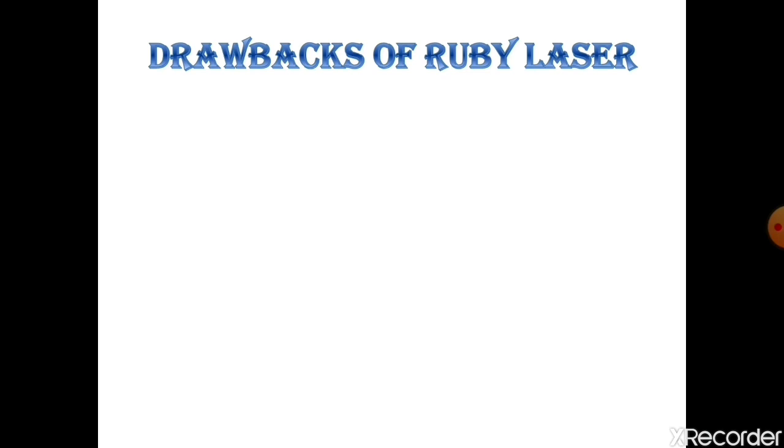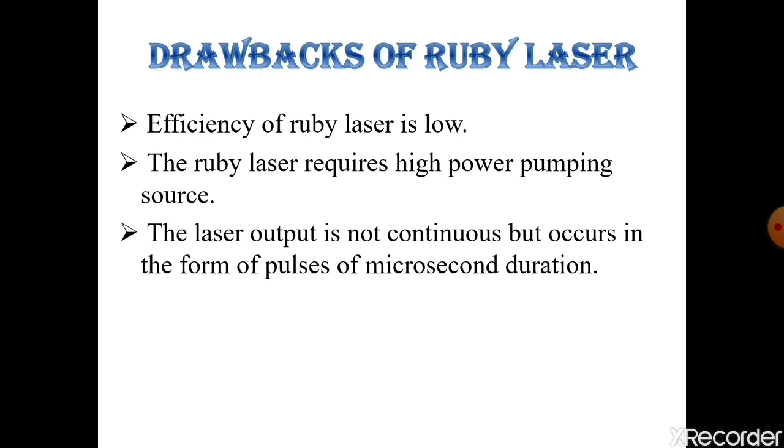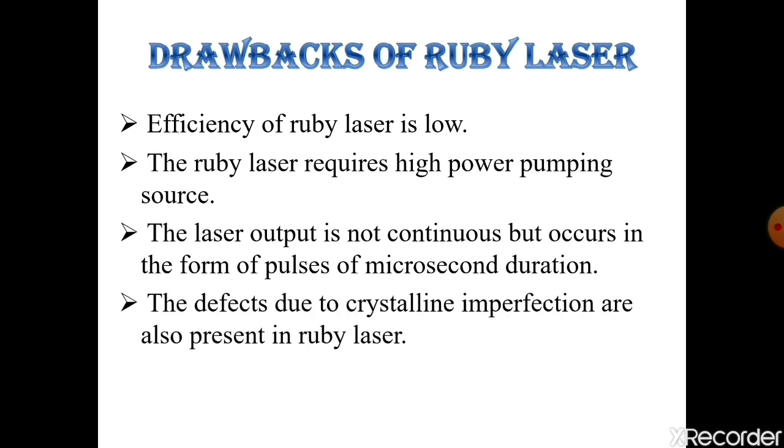Drawbacks of Ruby laser. The efficiency of Ruby laser is low. The Ruby laser requires high power pumping source. The laser output is not continuous but occurs in the form of pulses of microsecond duration. The defects due to crystalline imperfection are also present in Ruby laser.